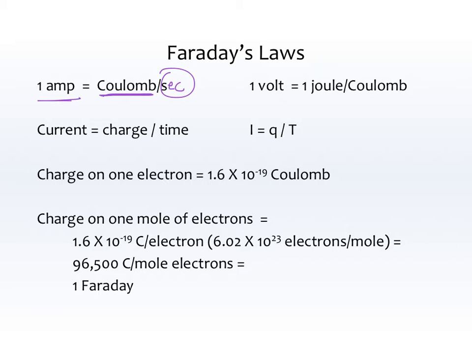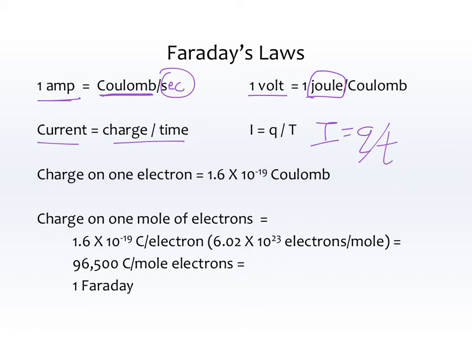An amp is a coulomb per second. A volt is a joule per coulomb. Remember, a joule is a unit of energy. Current is equal to charge over time. For some reason, current is the letter I, charge is the letter Q, time is the letter T.